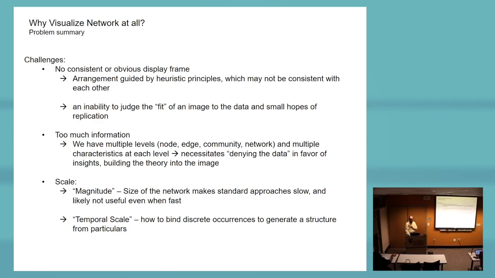The challenges are that there's no consistent or obvious display frame. There's usually too much information, so we have to throw some things away. We have to deny the data, in Eric Leifer's old terms, and we have to find some kind of a scale. It turns out that it's a lot easier to display small networks than it is large networks, and it might be the case on large networks that we want to do something different than we've done on the other side. Most of us are also a little bit impatient, right? So you can imagine a perfect layout. If it takes a month to run, we're not going to do it, right? It should be some set on that front.